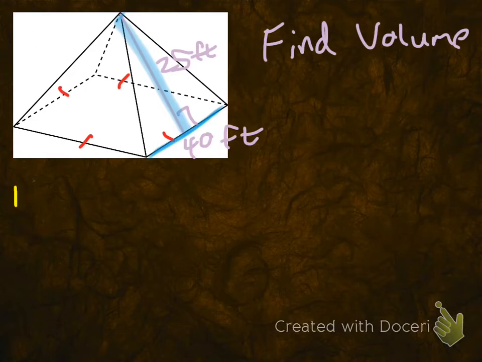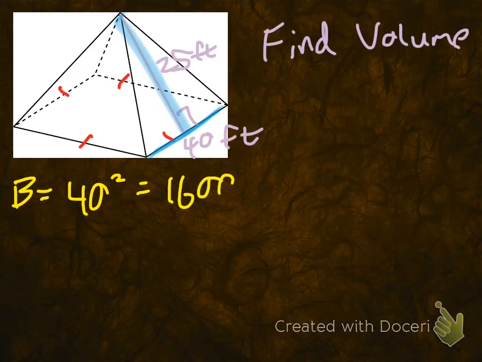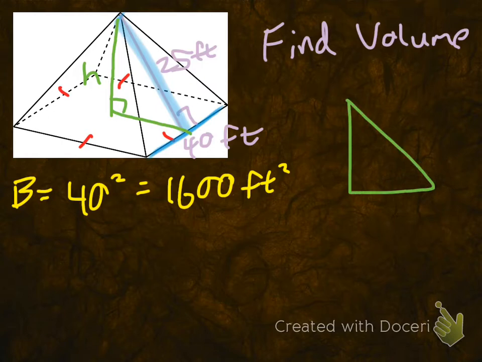Again, let's first look at the base. The base is a square. It's 40 by 40, which is 1,600 square feet. Right? Should be pretty straightforward. The height now, you should be somewhat familiar with this concept, but I'll readdress it again. You're going to draw your height here. You're going to connect the center to your slant height, creating a right triangle. So if I were to draw that triangle over here, it would look like so.